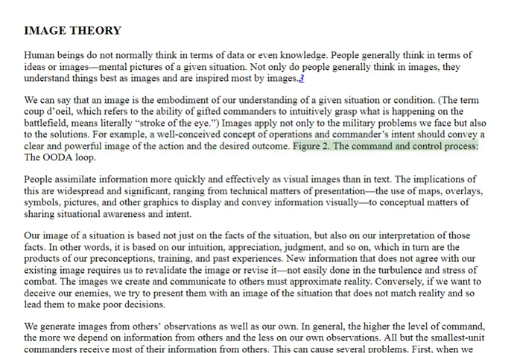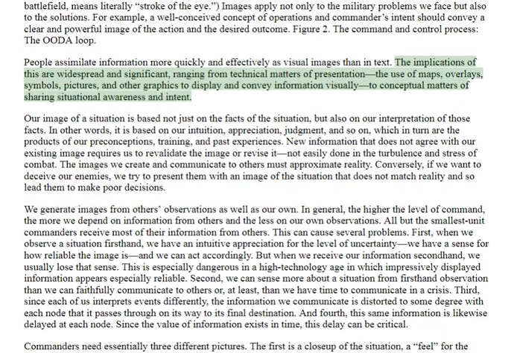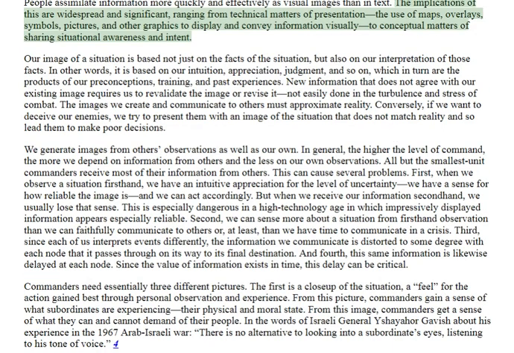Figure 2. The command and control process. The OODA loop. People assimilate information more quickly and effectively as visual images than in text. The implications of this are widespread and significant, ranging from technical matters of presentation, use of maps, overlays, symbols, pictures, and other graphics to display and convey information visually, to conceptual matters of sharing situational awareness and intent.